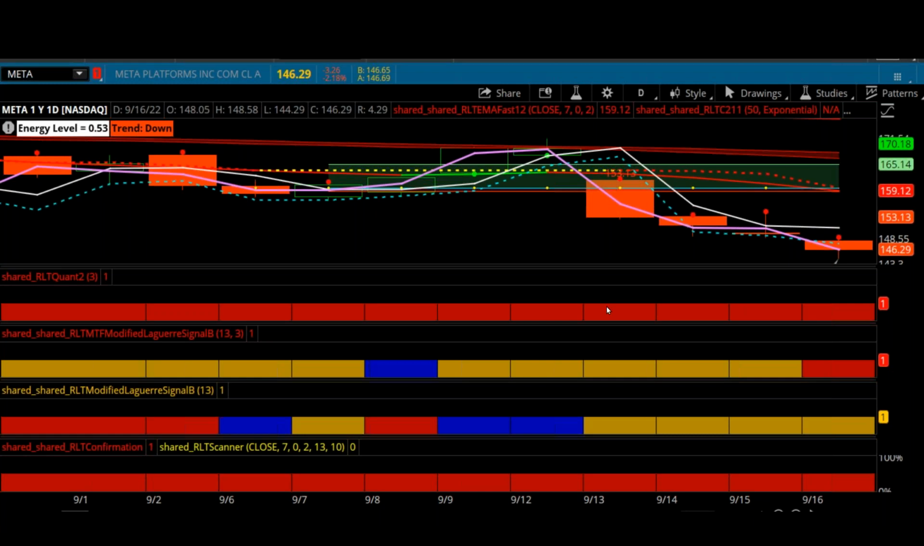In this case, you want to see a break below, because you notice that it went blue to yellow, bullish to bearish, on a big candlestick down. That's where we took it short.